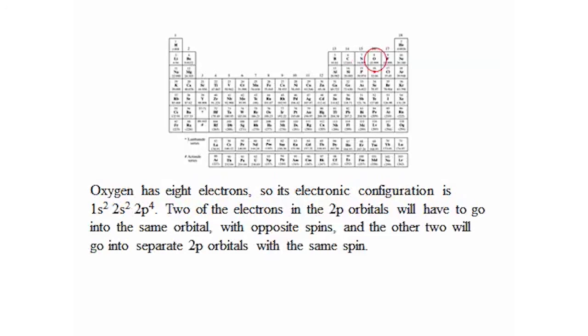Oxygen, atomic number 8, has 8 electrons around the nucleus, so its electronic configuration is 1s to the second, 2s to the second, 2p to the fourth. 2 of the electrons in the p orbitals will have to go into the same orbital, so one must be spin up and one must be spin down, and the other 2 will go into separate p orbitals with the same spin.